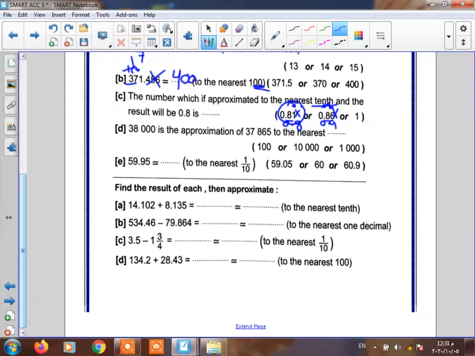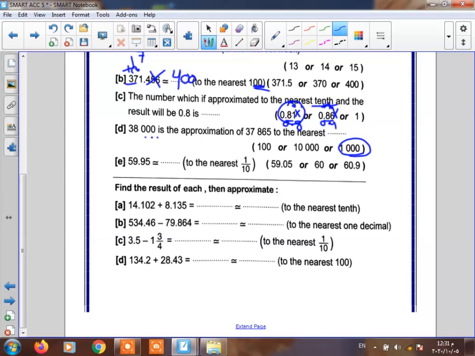Here 38,000 is approximation of 37,865 to the nearest what? We said before, to know the nearest what, I will count the number of zeros. Here I have in the result 1, 2, 3 zeros. So here it's approximated to the nearest 1,000.